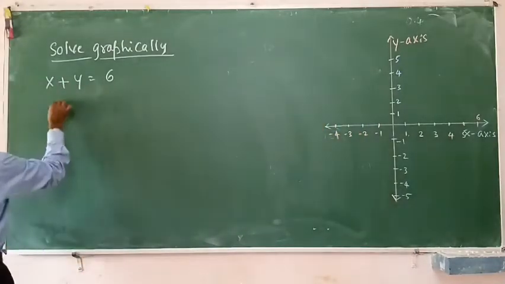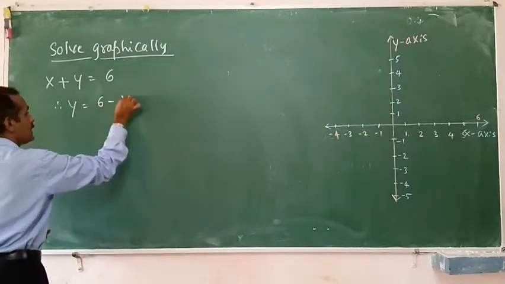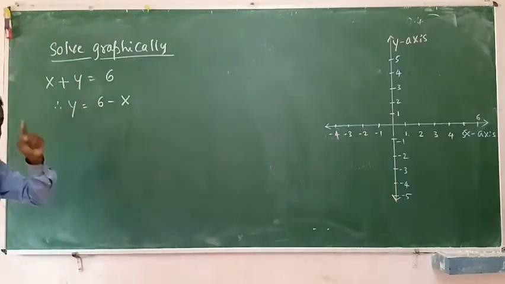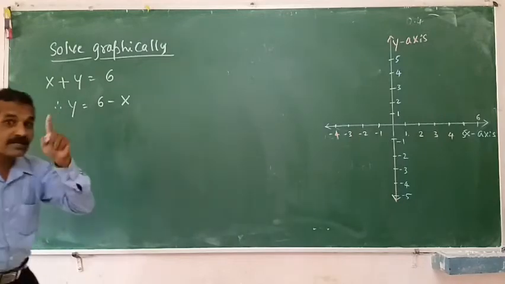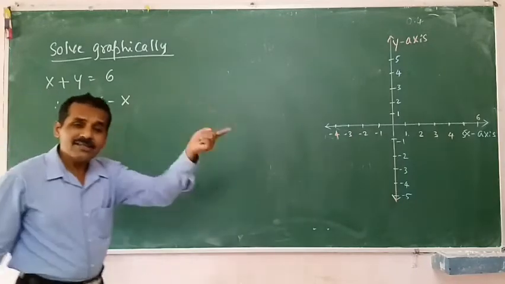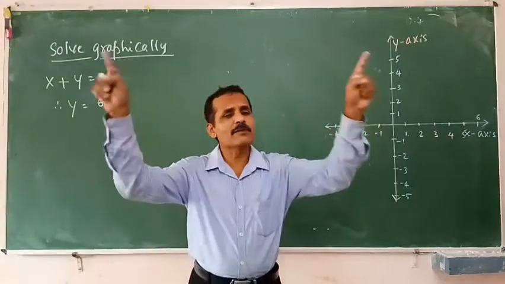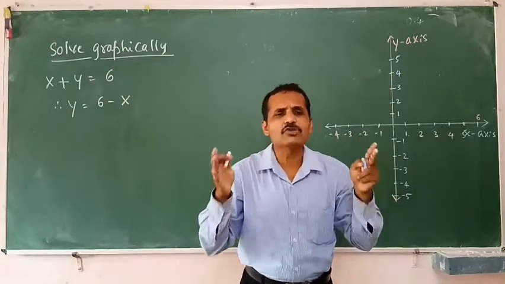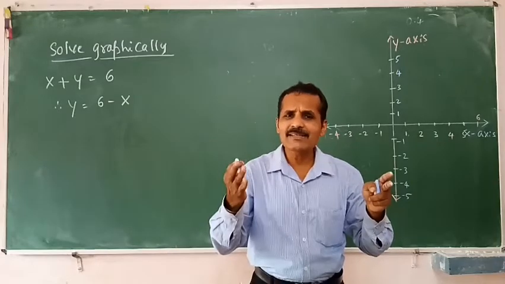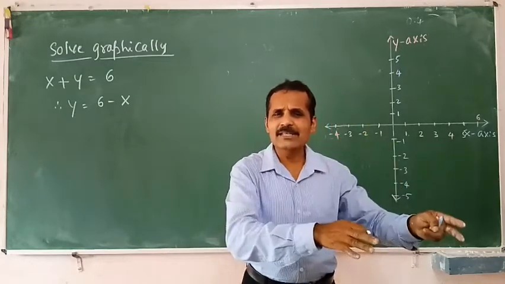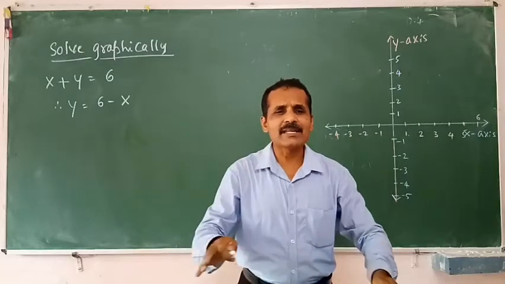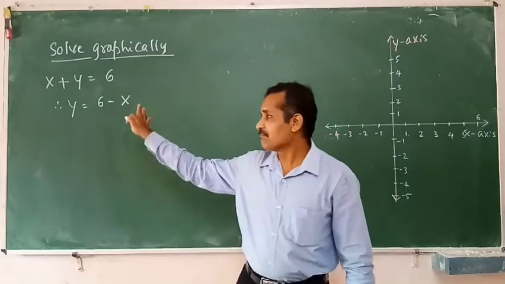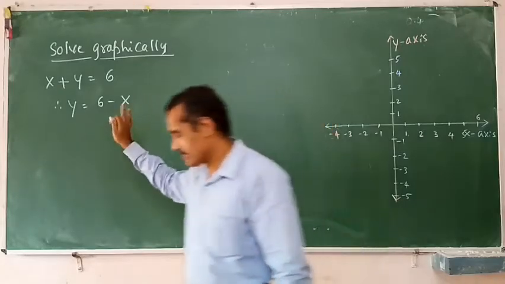I will write, therefore, y is equal to 6 minus x. I will retain y in the LHS, and as far as the graphical method is concerned, I always want y in the LHS. Earlier we solved a problem where they asked to find 5 solutions, not graphical. In that case, you can keep either x or y in the LHS, that makes no difference. But when the graphical method is concerned, better you keep y in the LHS.